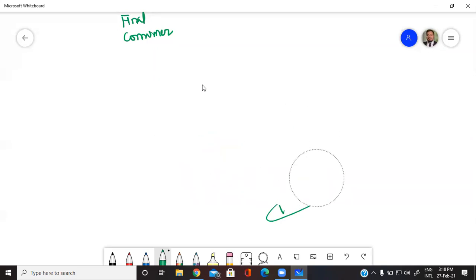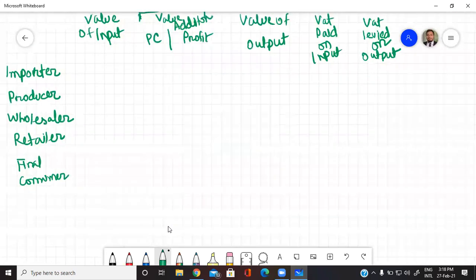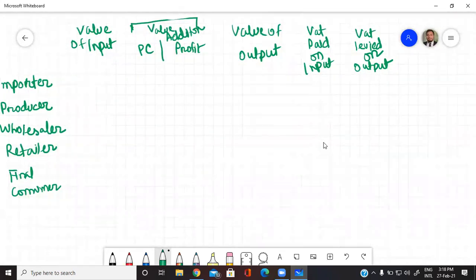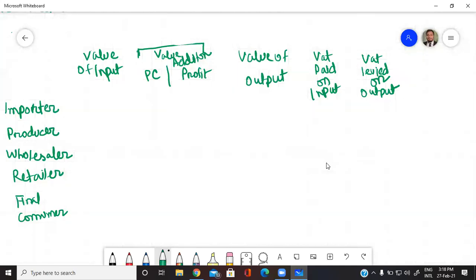Okay. And there should be some difference between the input VAT and the output VAT, which is to be paid by the respective party. Let me give you the name of that column, VAT paid.